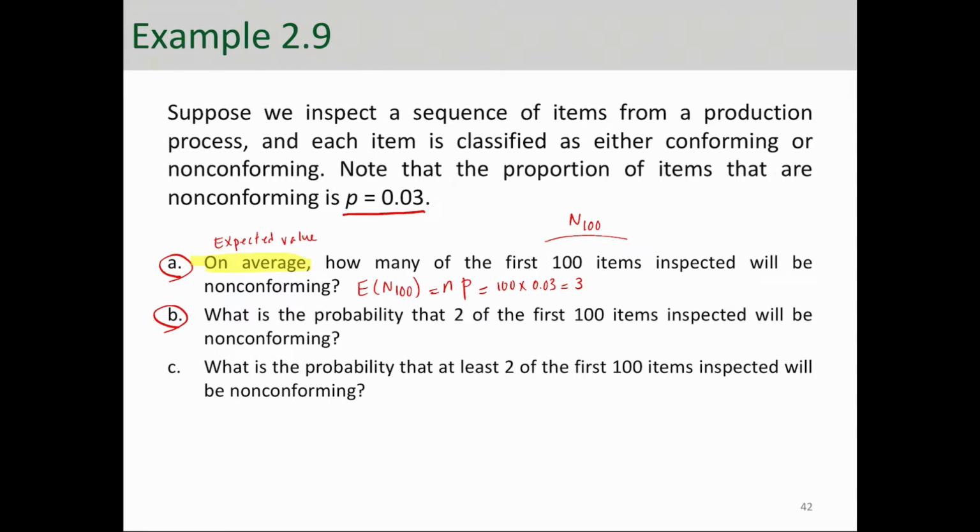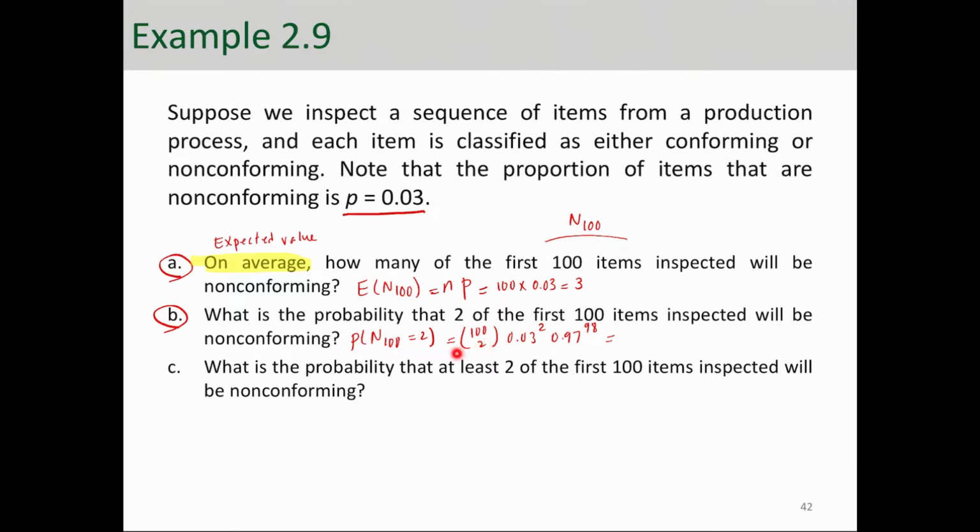Part B, what is the probability that 2 of the first 100 items inspected will be non-conforming? So the probability of 2 successes out of 100 trials. We're calculating the probability of N100 equals 2. That is 100 choose 2, times 0.03 to the power 2, times 0.97 to the power 98.